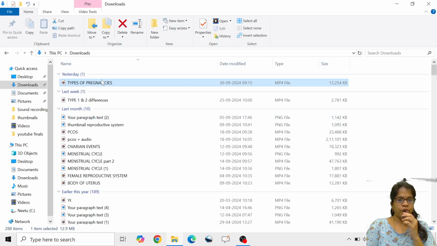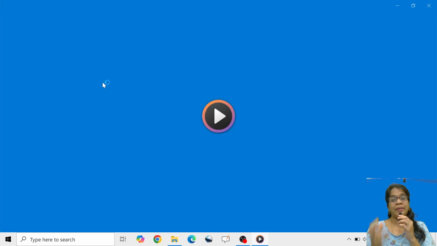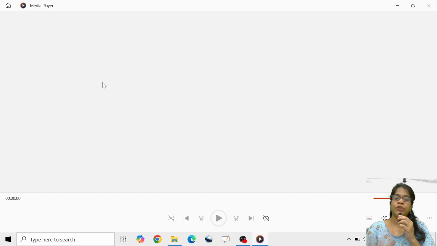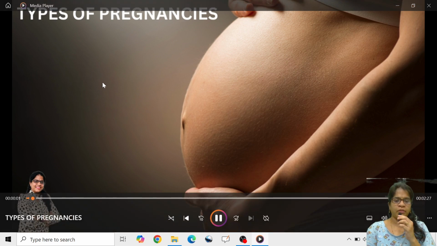So let's talk about the types of pregnancies. If a baby or embryo is developing, or implantation has happened, outside your uterine area, and the uterus is meant for holding the baby, then that is what you call ectopic pregnancy. This could be any part of your reproductive system. It could be the ovaries, or any part of your fallopian tube.